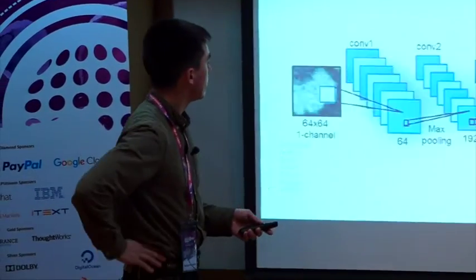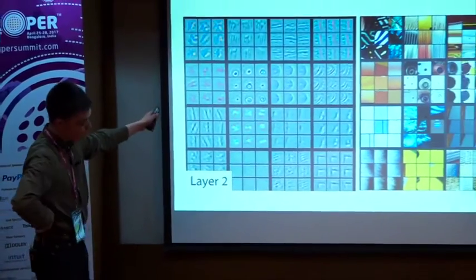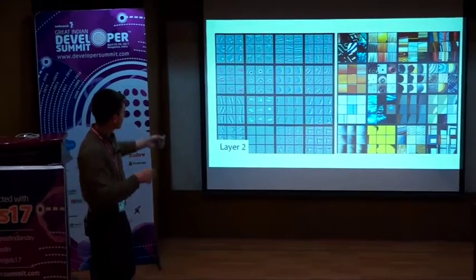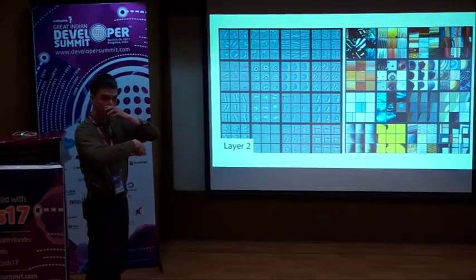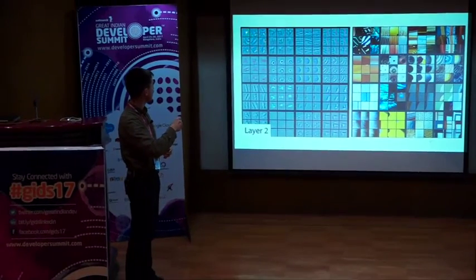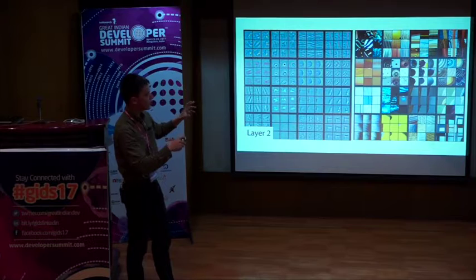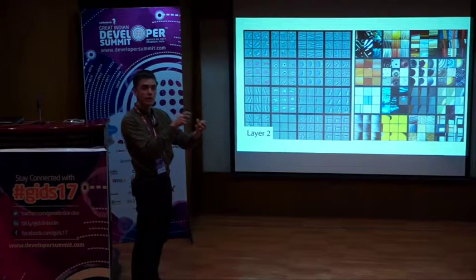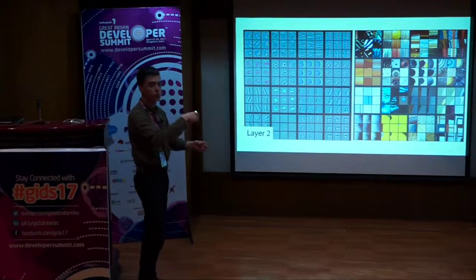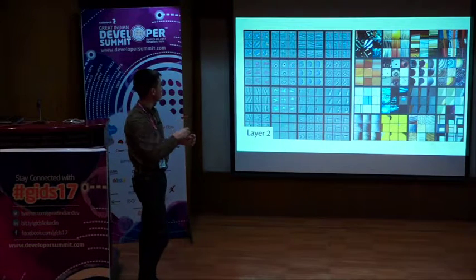So this here will represent the average for all the images inside your data set. Each of these represents some region of the image that's most highly activated, that responds most sharply to that particular region in the image.